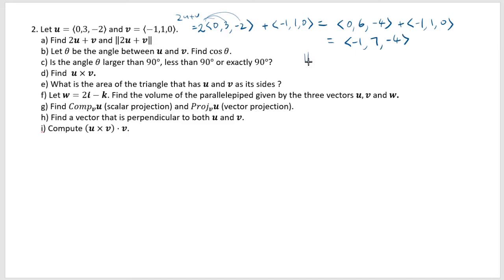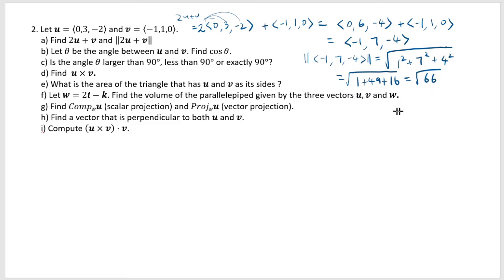And the norm of that would be square root of negative 1 squared, 7 squared, and negative 4 squared. I didn't put negative because negative becomes positive. So that's going to be 1 plus 49 plus 16, which is square root of 66. Okay, so that's the answer to part A.